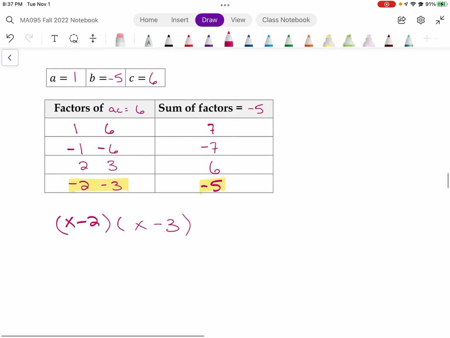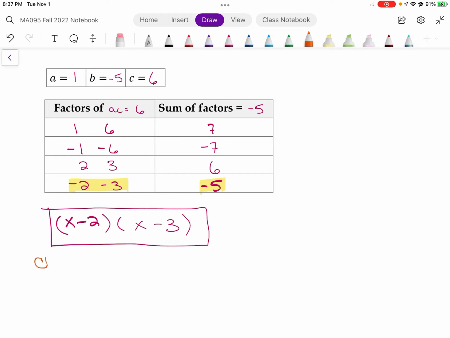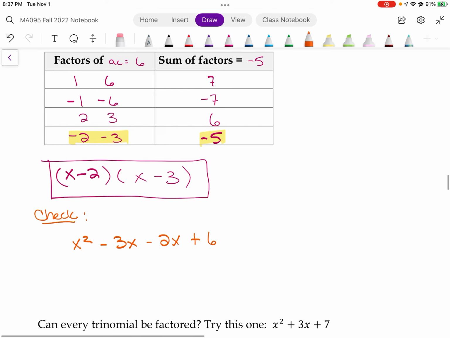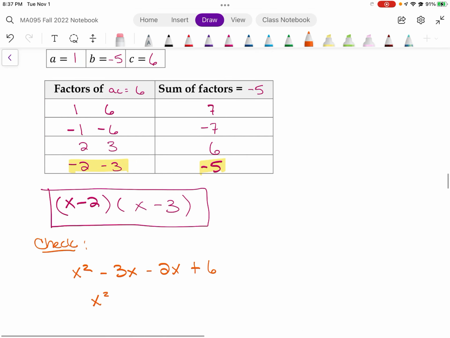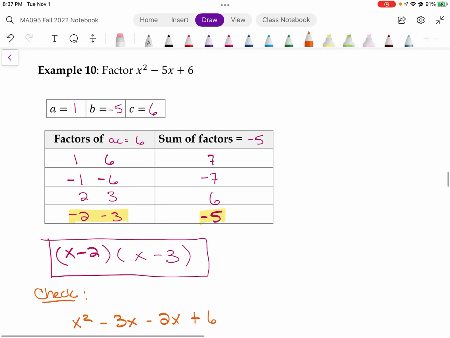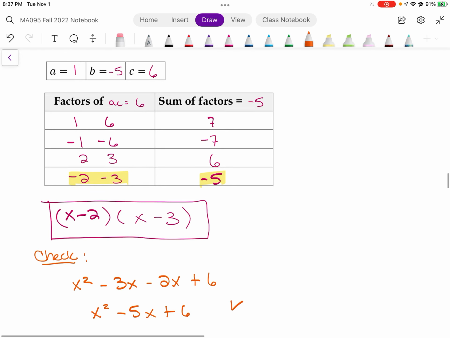So let's check. So this is our answer. Probably shouldn't box it until I check, but let's check and see. First is x squared. Outside is minus 3x. Inside is negative 2x. And last is plus 6, negative 3 times negative 2. All right, so we get x squared minus 5x plus 6. Is that our original? Yes, it is. So it checks, and we're good.